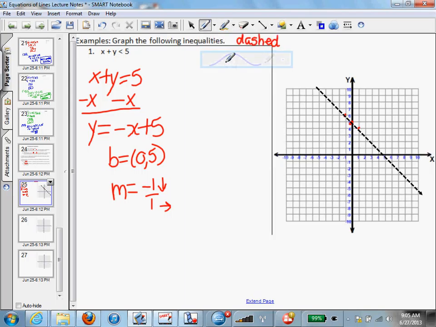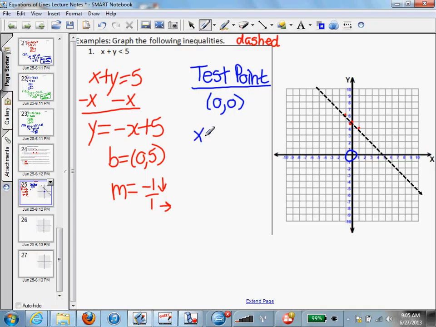Okay, and now we actually have to do test points. This means just picking a coordinate pair, either on the right side of the line or the left side. And whichever one gives you either a false or true statement, that's where we're going to do our shading. So let's choose the point (0, 0). That's the origin, and it's usually a good point to test.